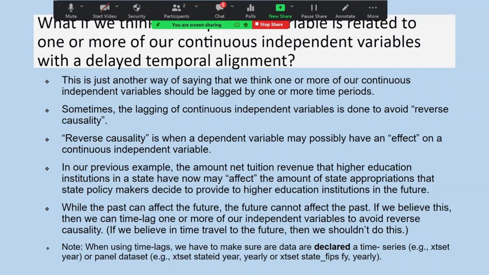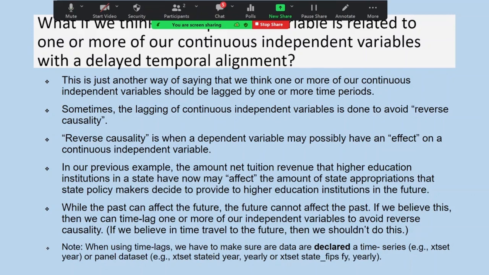Okay. So if we believe this, then we can time lag, right? If we believe that the past can affect the future, then we can time lag one or more independent variables to avoid reverse causality. Of course, if we believe in time travel, we shouldn't do this.